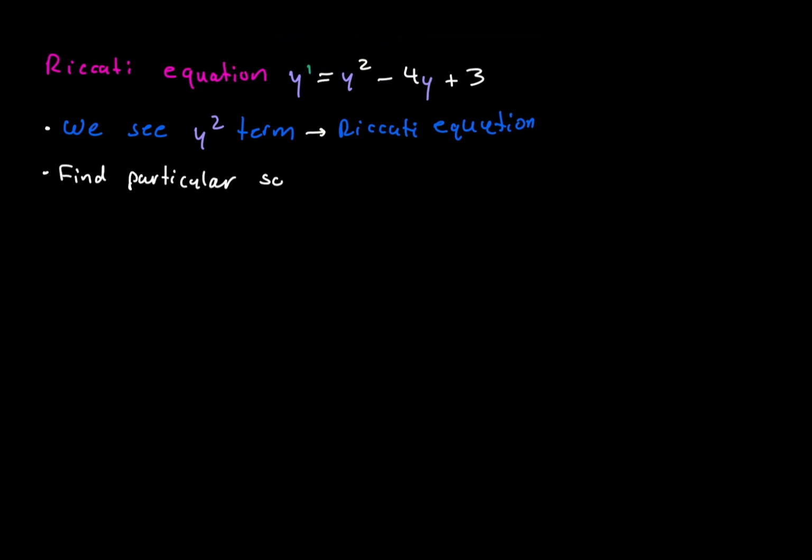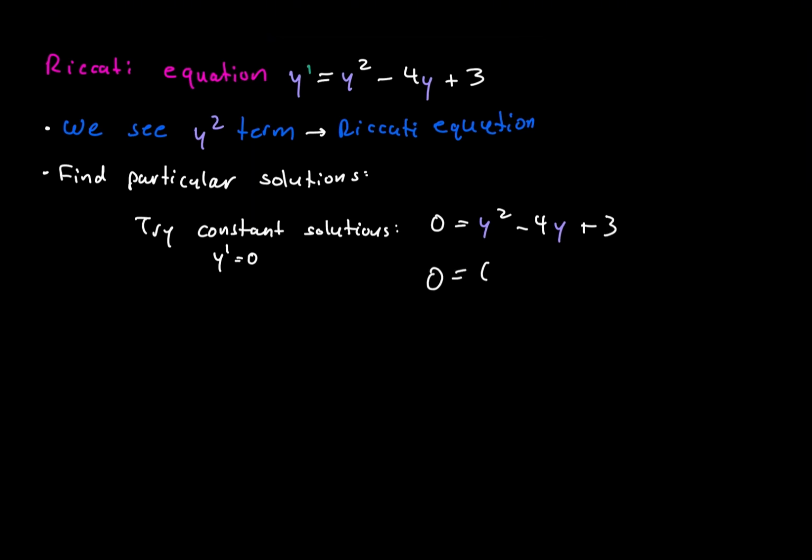Now we find a particular solution. We try constant solutions. Set 0 equals y squared minus 4y plus 3. Now factor. This becomes (y minus 1) times (y minus 3). So we can choose yp equals 1.